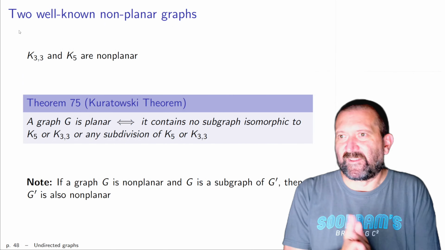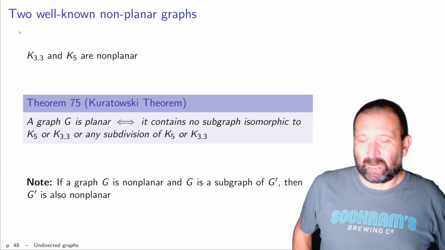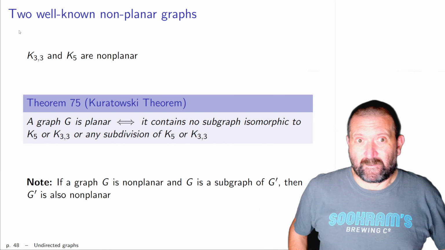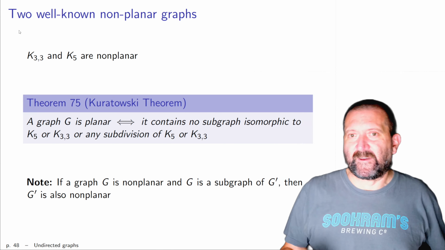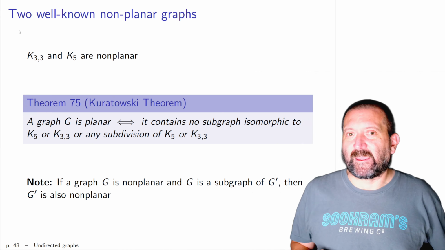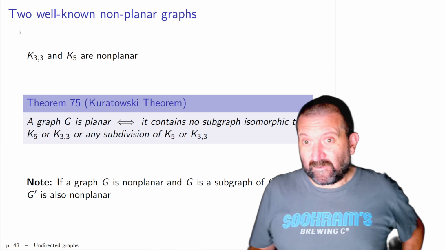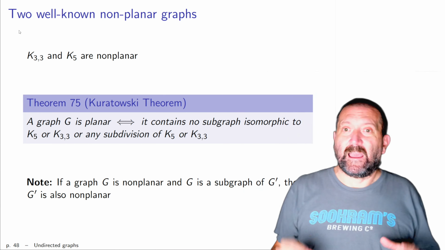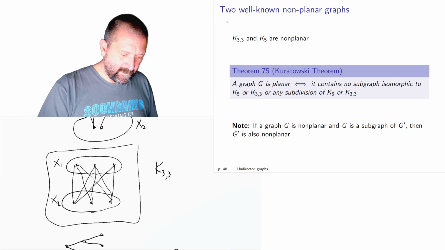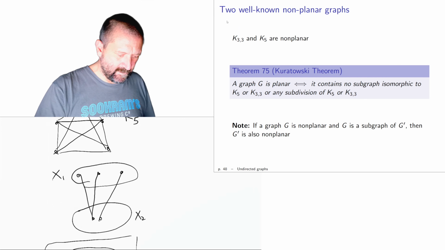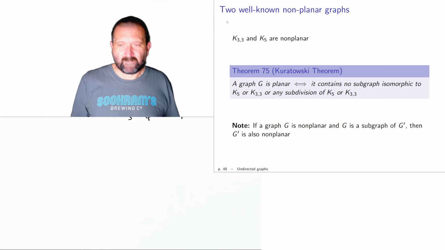This is an important one. Remember, we talked a bit about K33 and K5. I pointed out that they are very important graphs, and one of the reasons is because of this theorem. A graph is planar if and only if it does not contain a subgraph that is isomorphic, so of the same form as K5 or K33, or any subdivision of K5 or K33. So if you're looking to see whether a graph is planar, and you find something resembling K33 or K5, then you know that your graph is not planar. This is how this result is used most of the time.